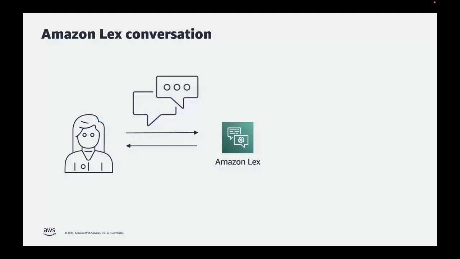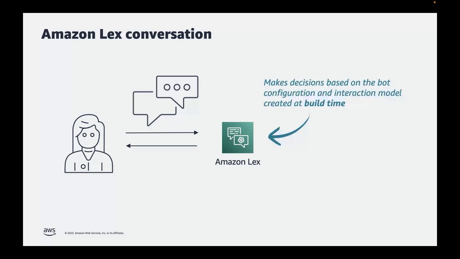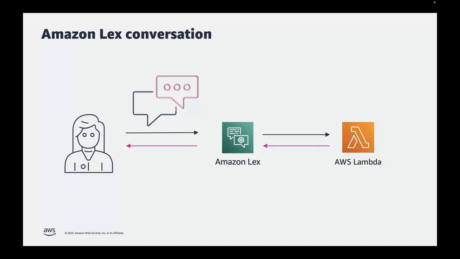In a normal flow, a user will talk to Lex and it will respond without us needing to do anything at runtime. It's going to base all of the decisions on what intent to match, what data to collect, what path it should follow on that configuration that we set up at build time. But we do have the option of intercepting the incoming request and taking a peek at it in Lambda and even changing it.